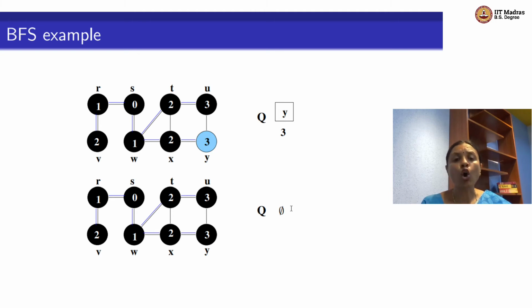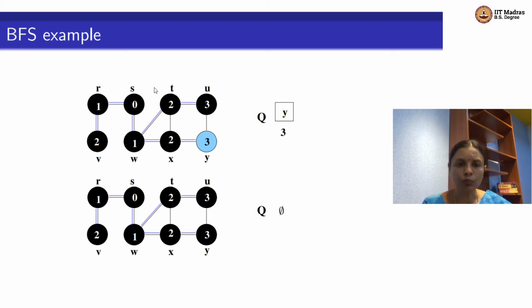till all the vertices that are reachable from S are explored and the queue is empty. Queue is empty means what? There are no more blue colored vertices. All the vertices are colored black. This is when the breadth first search algorithm stops. In this process, it also outputs the tree of shortest paths. I'll come back to that in a minute.